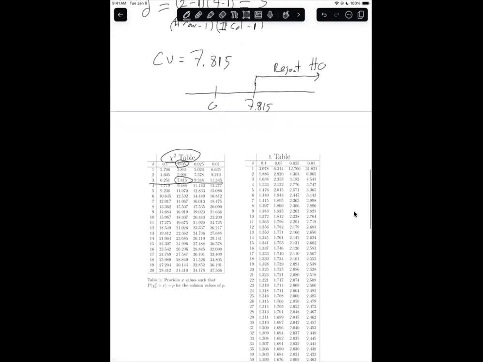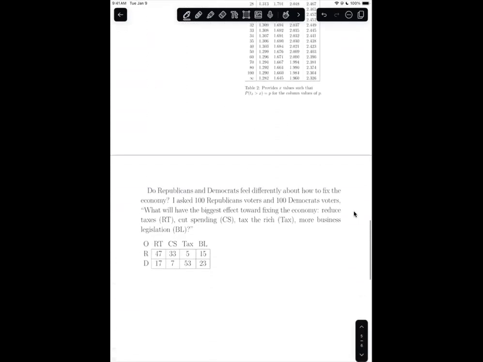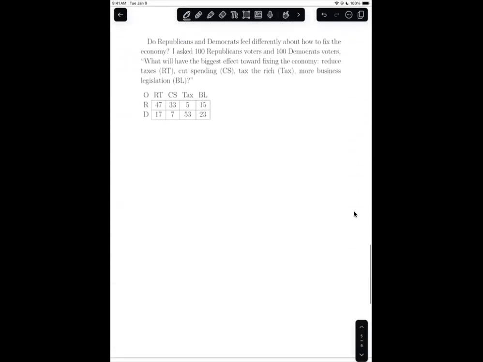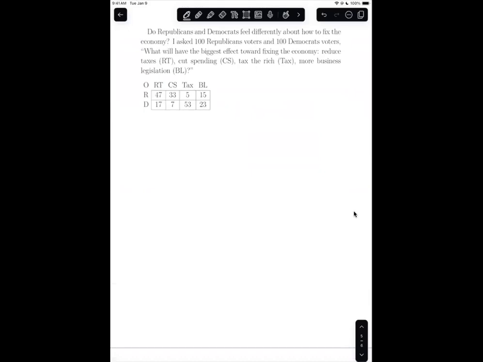Now we can move on to calculating the test statistic. First we look at this O table, or the observed frequency table given here. And we need to talk about what these frequencies mean.